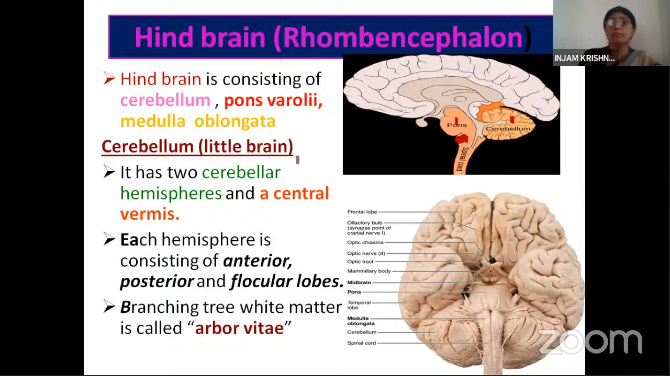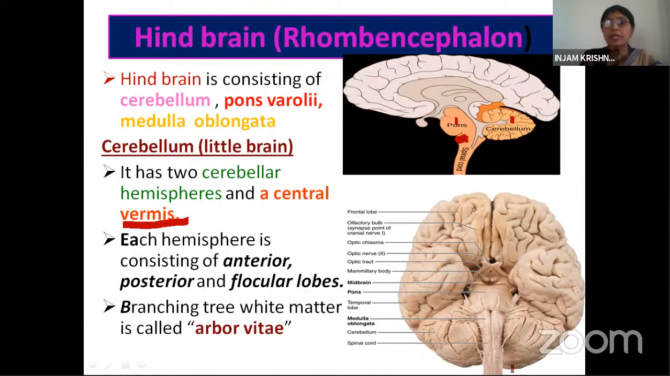Cerebellum is the biggest part of the hindbrain and the second biggest part of the overall brain. We can call it the little brain. It has 2 cerebellar hemispheres, just like the cerebrum. Here a central vermis divides the cerebellum into 2 hemispheres. Each hemisphere consists of anterior, posterior, and floccular lobes.